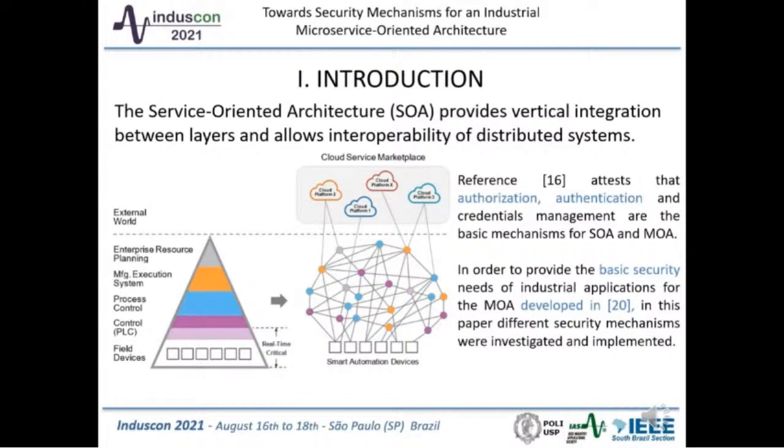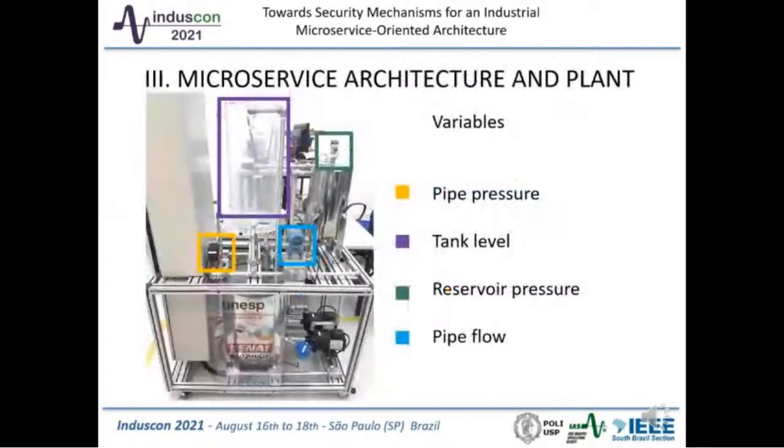When we talk about distributed services, they represent a piece of software with some functionality that communicates with other services to compose an application. In this article, we use the microservice-oriented architecture, which we call MOA, which is an aspect of SOA, but in a more granular way. This is the industrial pilot plant where we performed our tests using the MOA architecture and security tests. It has 4 control variables.